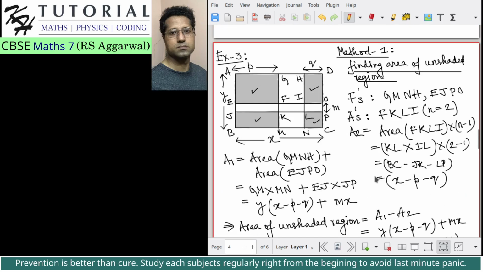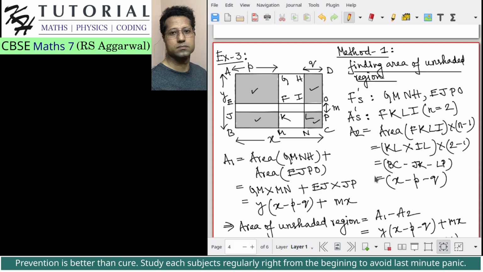So this was method 1, where I found the area of the unshaded region and then subtracted it from the area of the enclosing rectangle. Now, in another method, as you can see, the shaded region is already divided into 4 rectangles. If you can find the dimensions of all the 4 rectangles, then you can also add their areas.